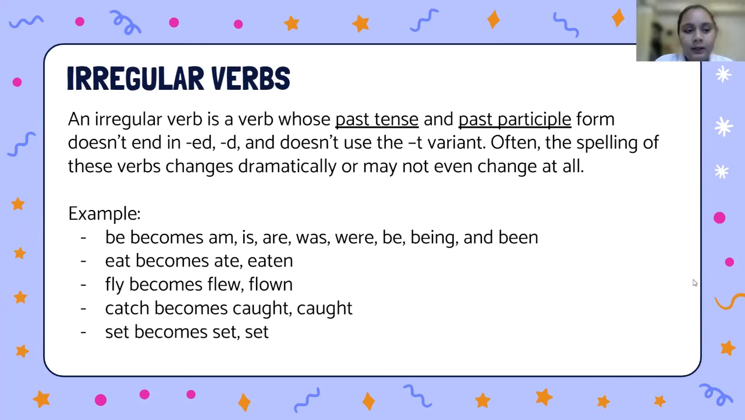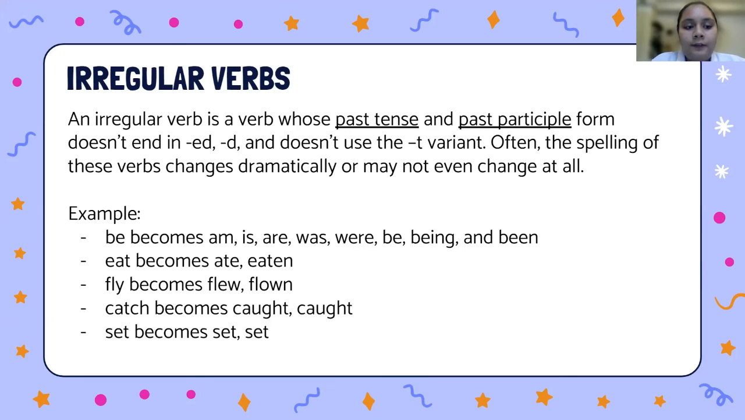Okay, thank you, Sania. And I'll be continuing about irregular verbs. Other type of verb is irregular verb. An irregular verb is basically the opposite of regular verbs because it is a verb whose past tense and past participle form doesn't end in ed, d, and doesn't use the t variant.